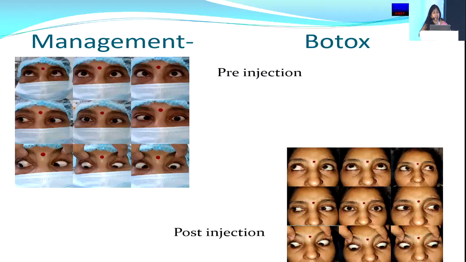So here, this is a case of sixth nerve palsy, where you can see that the left eye had poor abduction, and after giving the Botox, the improvement, you can see the patient is very well aligned there.